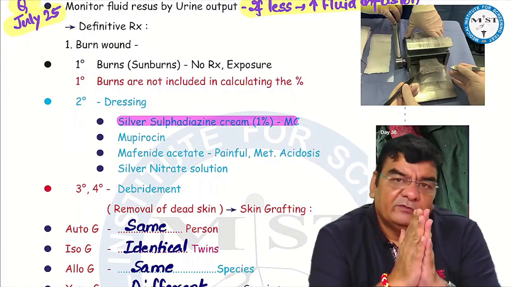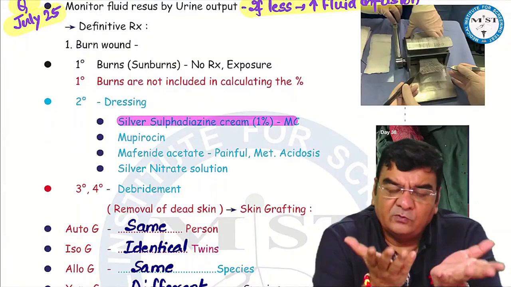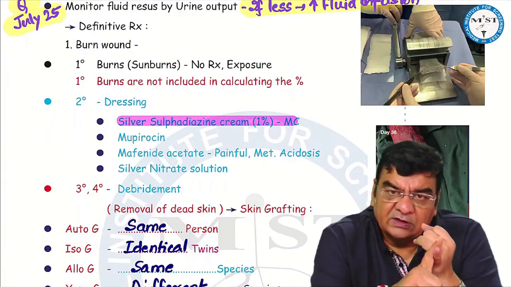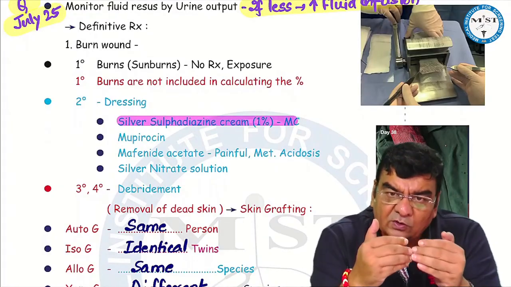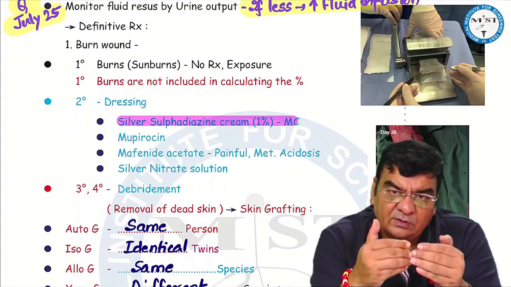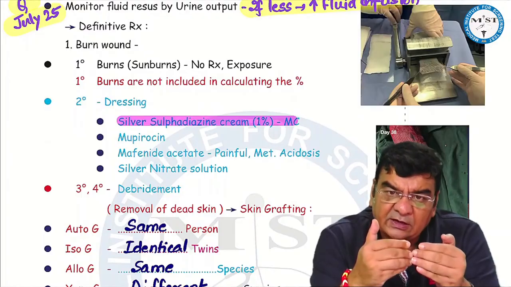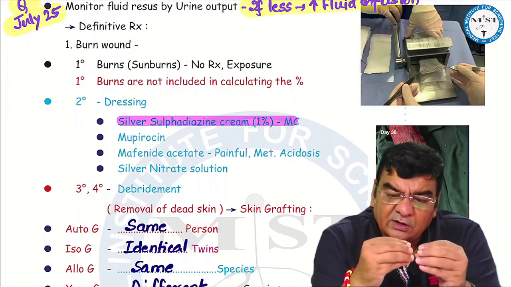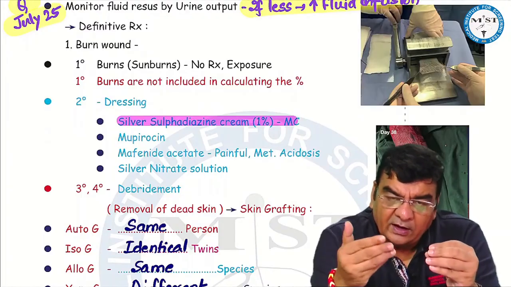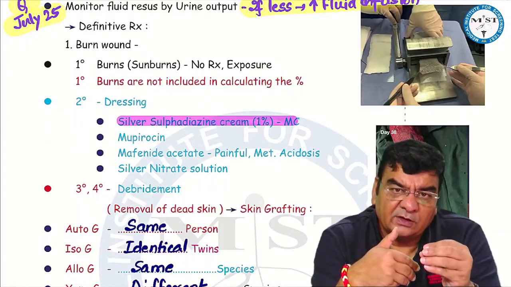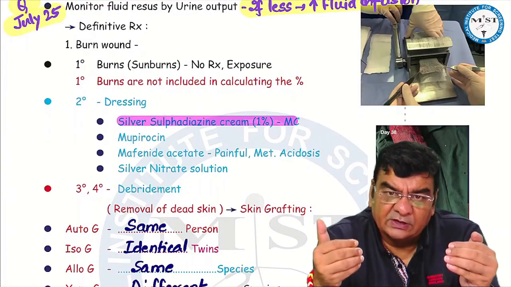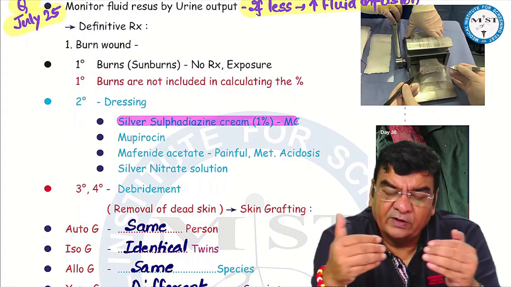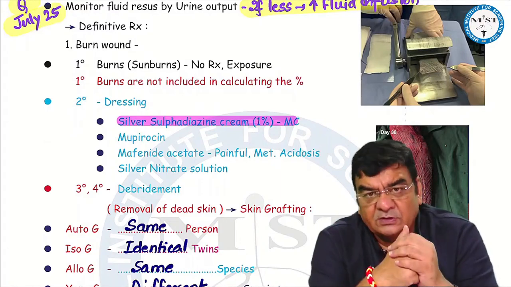Now the definitive treatment for burn wounds. First degree burns, nothing. Second degree burns, we have to do dressing to delay the onset of contamination of the wound. Because in second degree burns, the epidermis is gone and the dermis is exposed. High risk of invasion of external microorganisms inside. So cover that wound with dressing to prevent any external invasion.